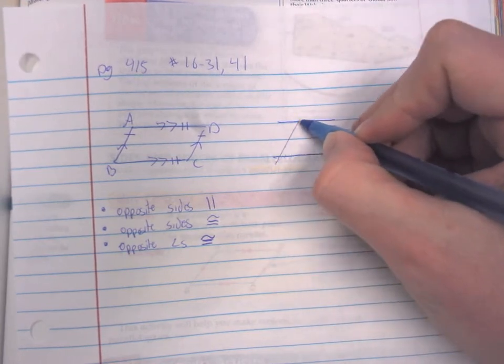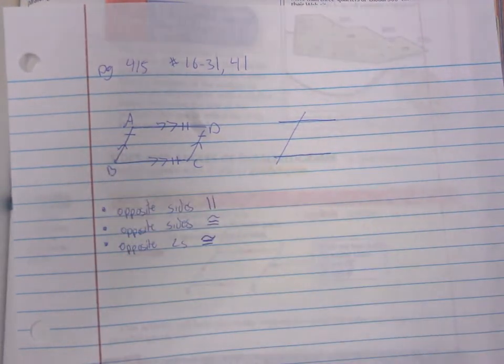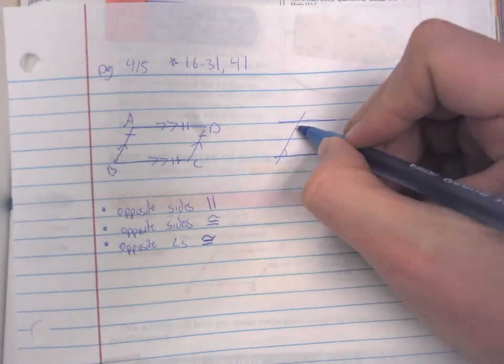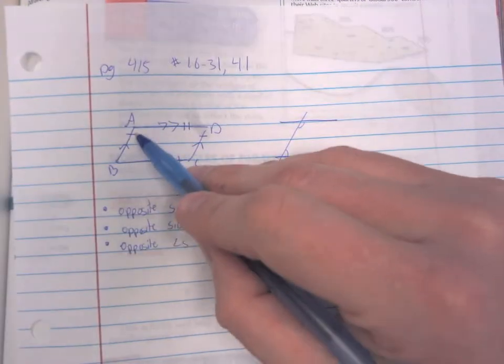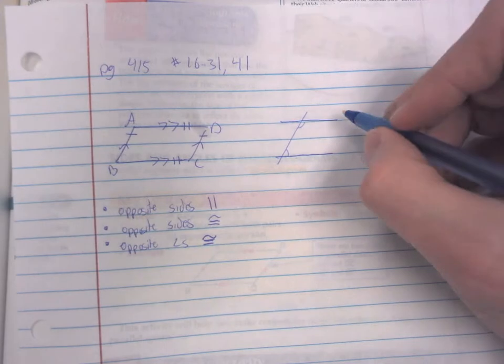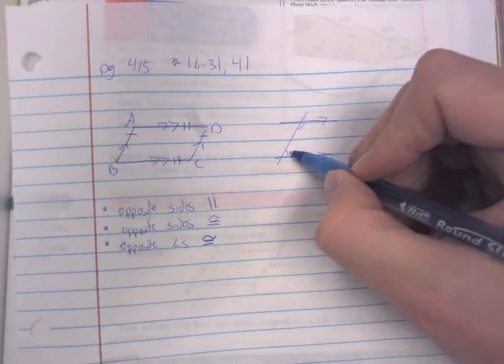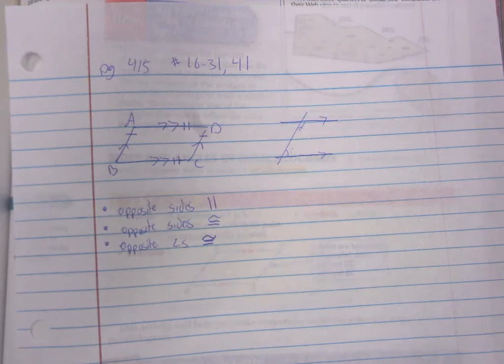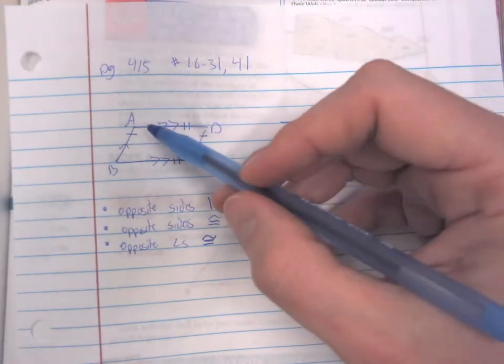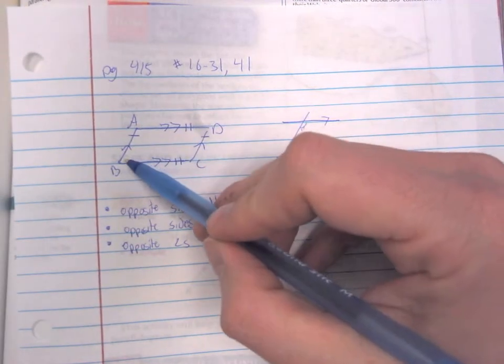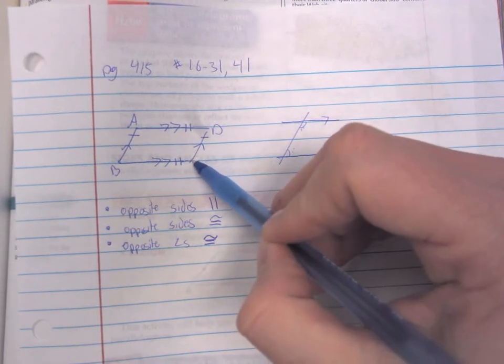So imagine this is like the side of your parallelogram. And if you remember, these guys were called consecutive interior angles. And we knew from Euclid's fifth postulate that if these two lines were parallel, that these had to add up to 180 degrees. So A and B are supplementary. D and C are supplementary, right?